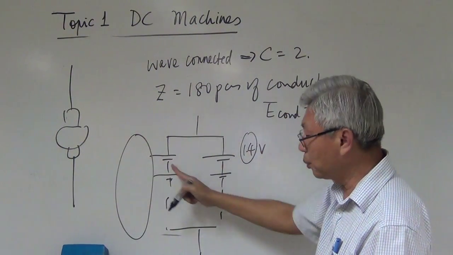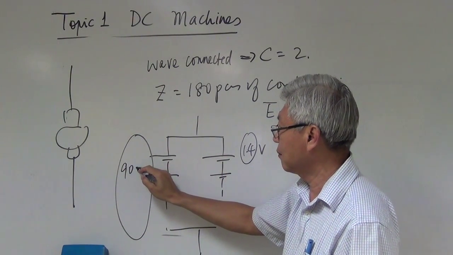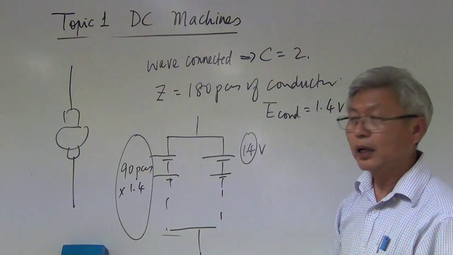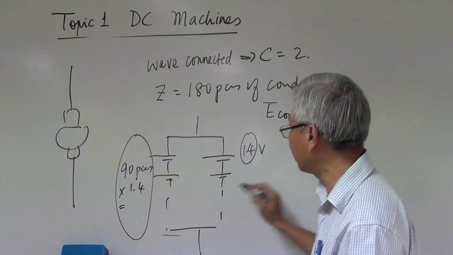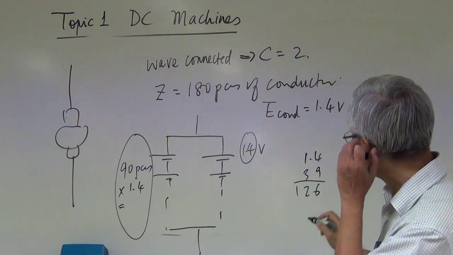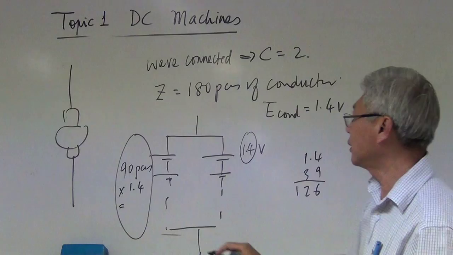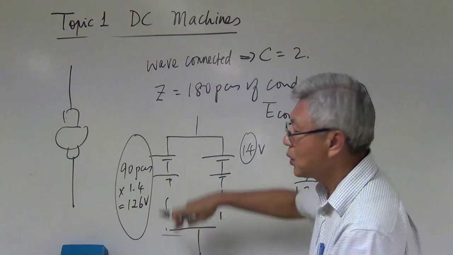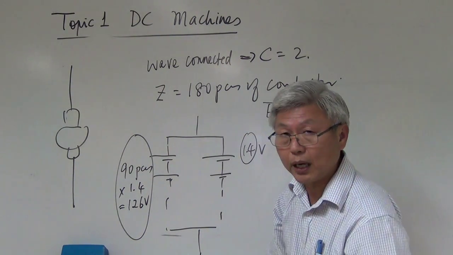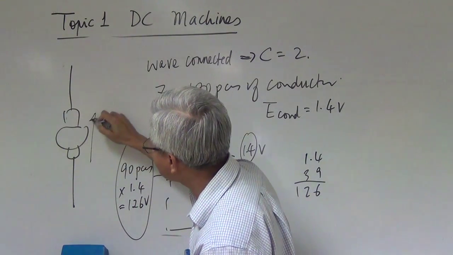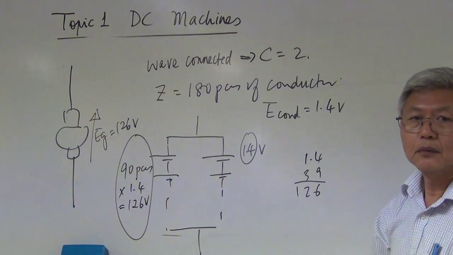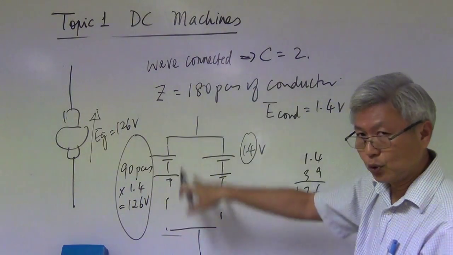180 pieces, 2 paths, so each path would have 90 pieces. And each piece produces 1.4 volt. Therefore, the total voltage is 90 times 1.4, which is equal to 126 volt. So here is 126 volt, here is 126 volt, but because they are a parallel circuit, the total voltage is still 126 volt. In other words, the voltage generated, Eg, is equal to 126 volt. So you got the meaning of this parallel path, 2 paths.